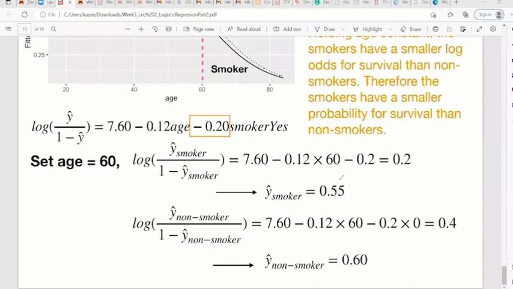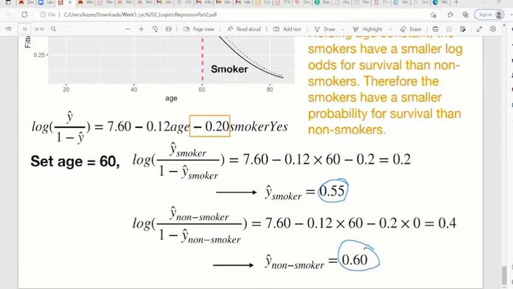Now, when you compare the two, you're basically going to compare this guy with this guy. Look at that. Which one is more likely to be alive? A non-smoker. Look at that. Because 0.6 is greater than 0.55. And don't forget, we actually want to figure out the probability of being alive, the probability of surviving. So the smokers actually have a lower probability of surviving compared to non-smokers. That is exactly what we're trying to say. That is what we actually figured out now.